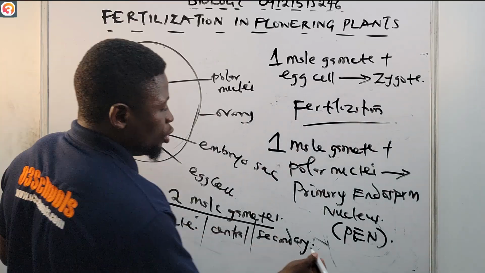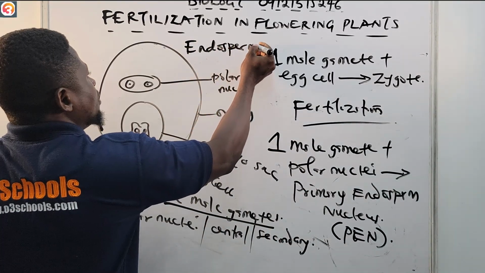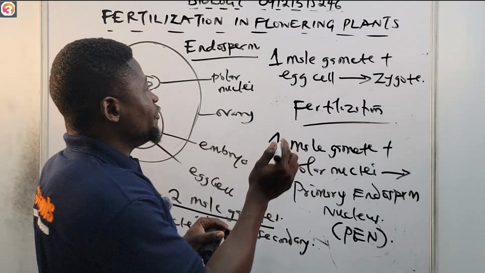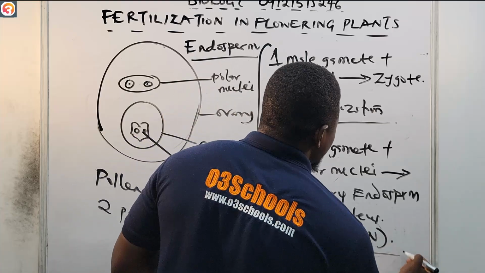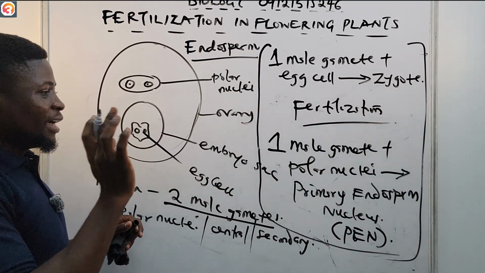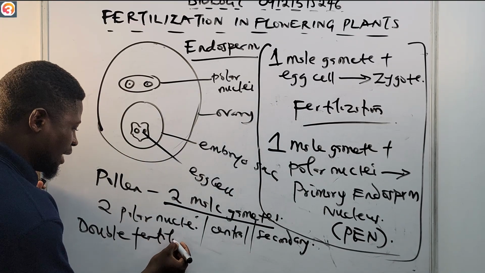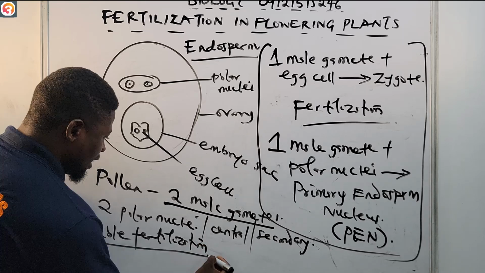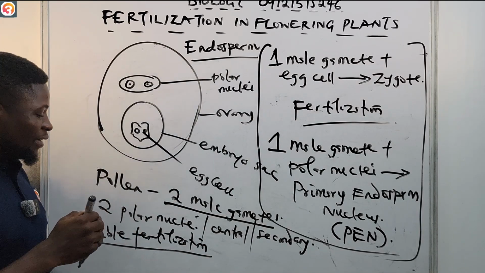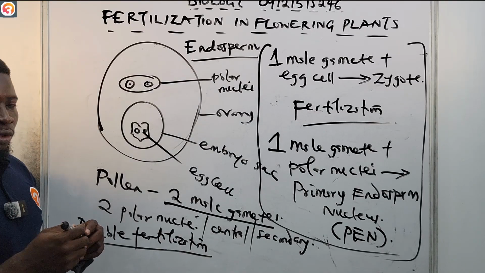which eventually will form what we call endosperm. From the PEN, it will form the endosperm. If you notice, fertilization has happened twice. Because it happened twice, we refer to this as double fertilization. You must take note of that. So what happens next?